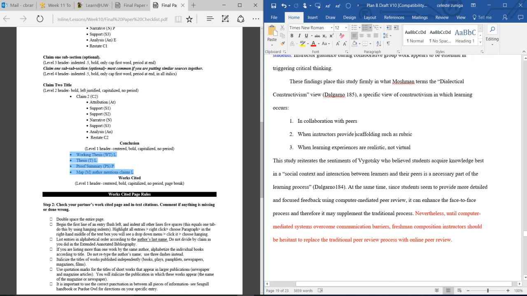Instead, I talk about where my findings are placed in the bigger picture of all the other research studies that have been done. So I say, these findings place this study firmly in what Mossam terms dialectical constructivism, a specific view of constructivism in which learning occurs, and then it lists where learning occurs best. This study reiterates the sentiments of Vygotsky, who believes students acquire knowledge best in social contexts. Interaction between learners and their peers is a necessary part of the learning process. At the same time, students seem to provide more detailed and focused feedback using computers.